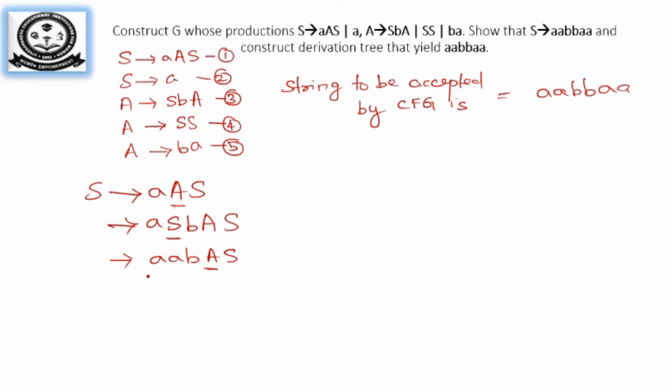Now you can see I have derived 3 symbols from the input string. Now the remaining is BA. So instead of A, I can substitute BA using rule number 5. So you will have AA, BA, then S. Finally, you can see I need only one A. It is BA. I left B over here.